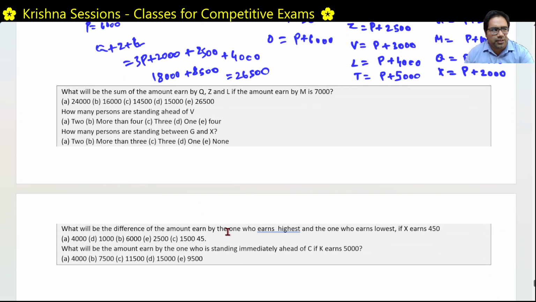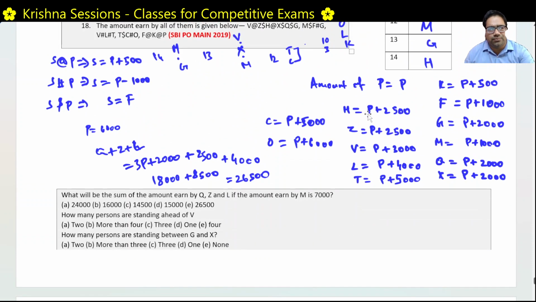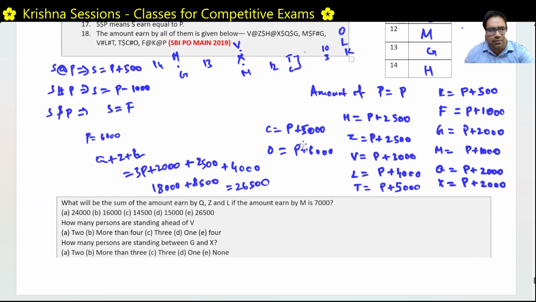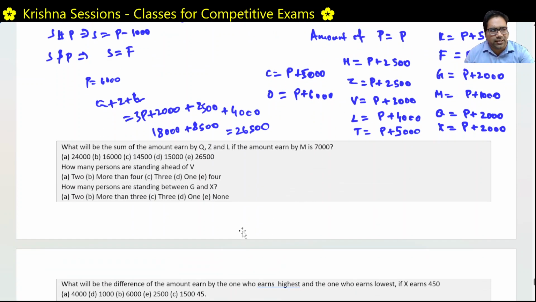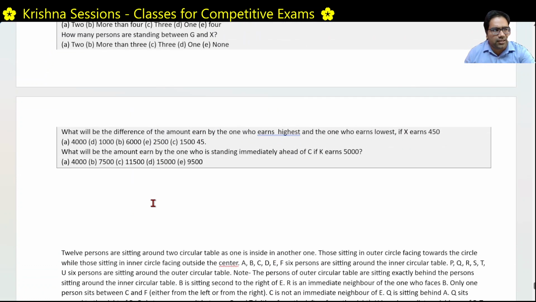What will be the difference in amount between the one who earns highest and the one who earns lowest? If X earns 450, or 500,000, it doesn't matter. The highest is who? The highest is P plus 5000, right? Or who? P plus 6000. O is the highest and lowest is P, right? O is P plus 6000, lowest is P. The difference is actually 6000. 6000 is the correct answer.